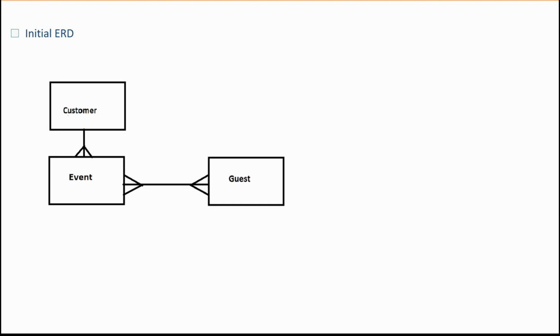The next thing to do is draw up an initial ERD. We know we've got entity customer, entity event and entity guest. So here we have our initial ERD. We've said we've got customer, can book many events. An event can have many guests, and a guest can attend many events. Next thing we need to do is add the primary keys.